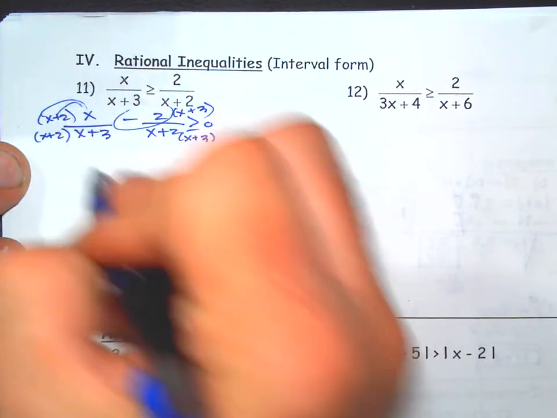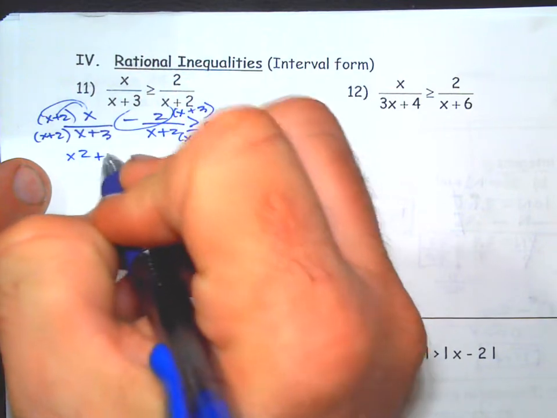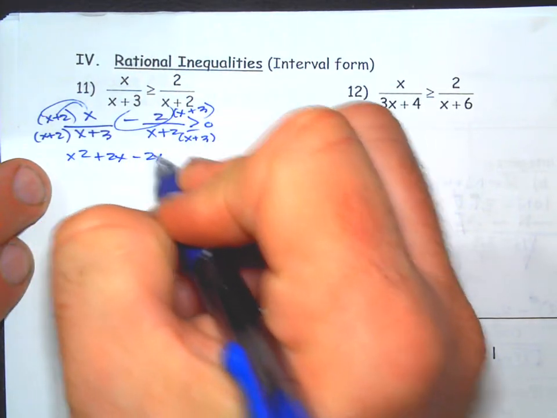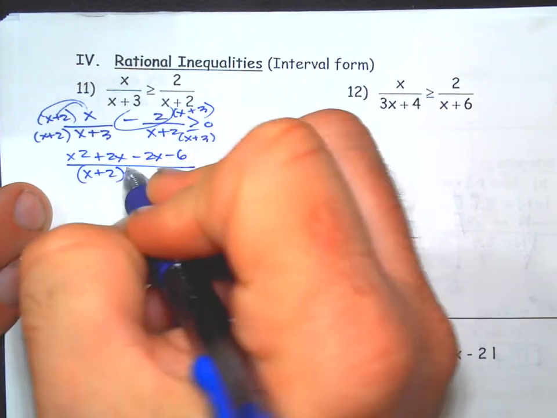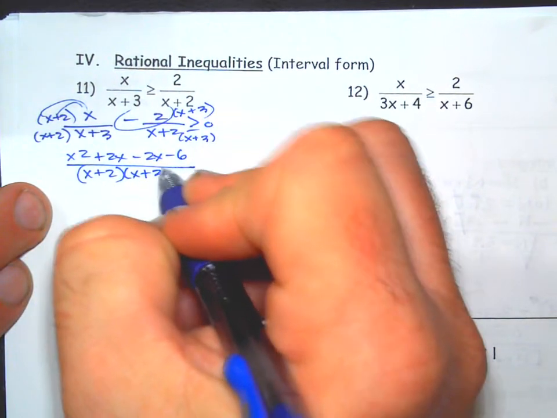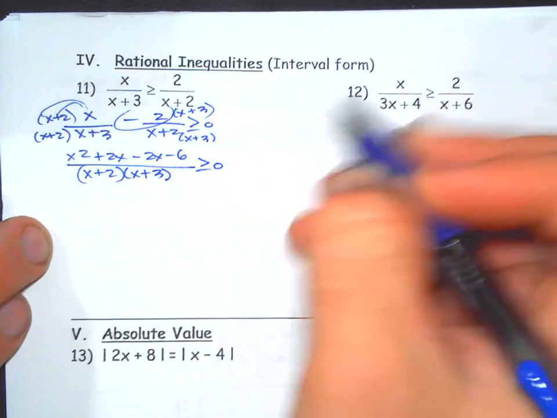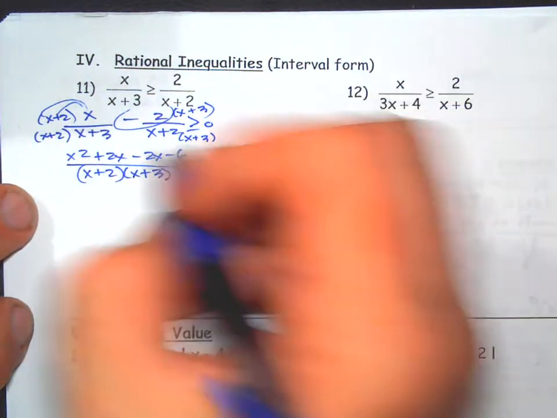So this gets distributed: x squared plus 2x minus 2x minus 6. Don't multiply the bottom out. It's already factored for you. If you multiply the bottom out, you're just going to undo it in the next step. Do work, undo it.